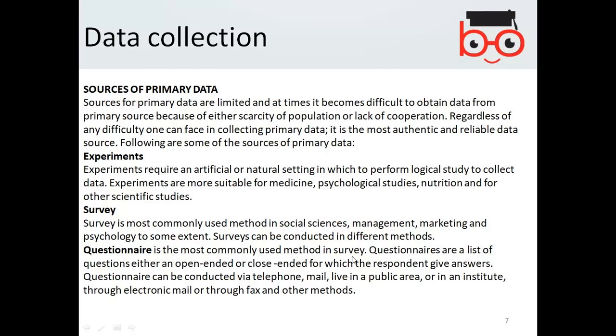So how do you survey? You survey a particular domain, an idea, or any context by using a questionnaire. Questionnaires are a list of questions, either open-ended questions or closed-ended questions. The open-ended questions in the questionnaires ask you to write your own answer. The closed-ended questions don't allow you to write your own answer, but they give you the answers and you will have to select a particular answer only.